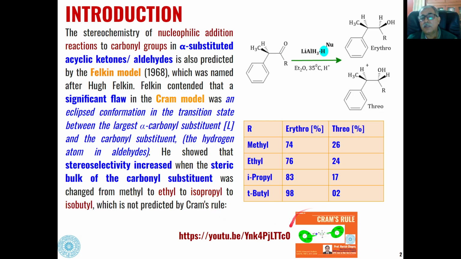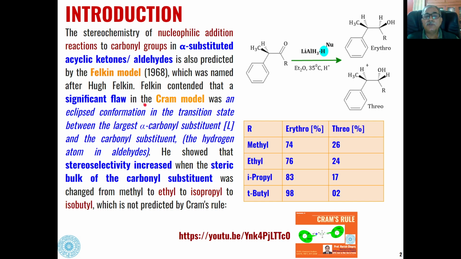Basically, Cram's rule, which we discussed in the previous lecture, has some drawbacks. Because of those drawbacks, we sometimes cannot predict the stereochemistry of the products formed. To overcome those drawbacks, Felkin gave this model in 1968 for alpha-substituted acyclic ketones or aldehydes.